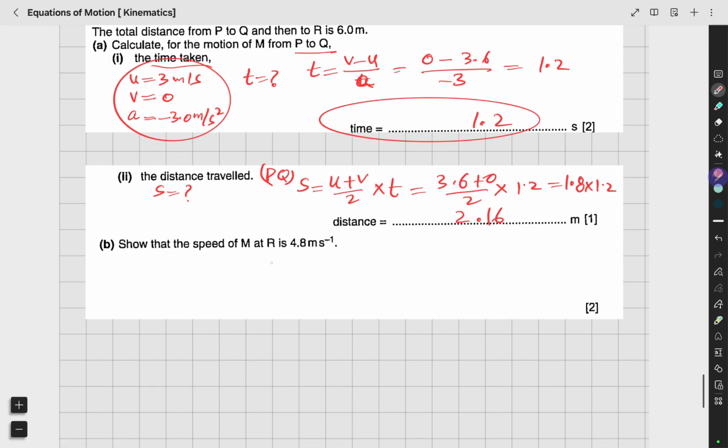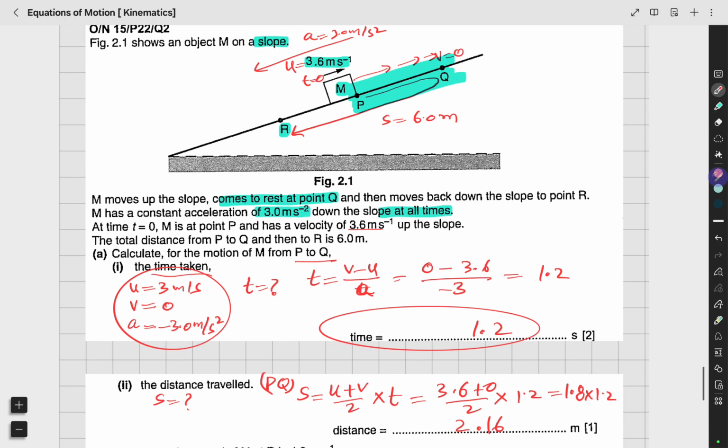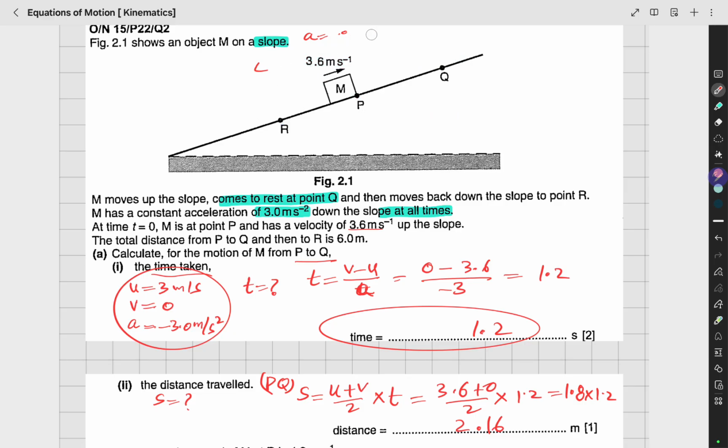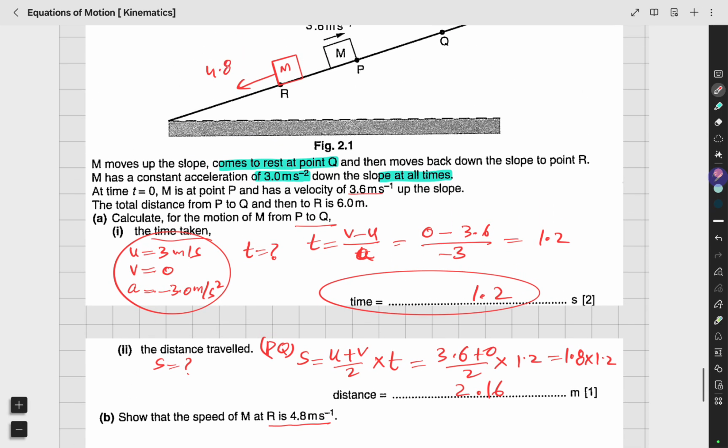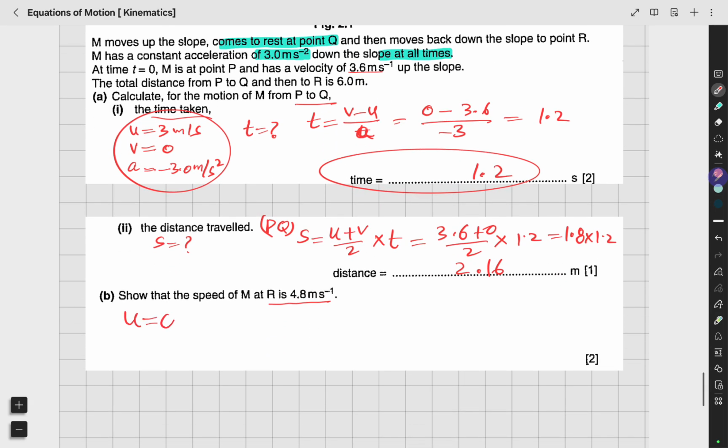Show that the speed of m at R is 4.8. It means that when it is coming down and it reaches R, its final speed is 4.8 meters per second. So you have to start from point Q, because at point Q it was at rest. So the initial speed is 0, it is going down, and its acceleration is 3 meters per second squared. This should be positive now.